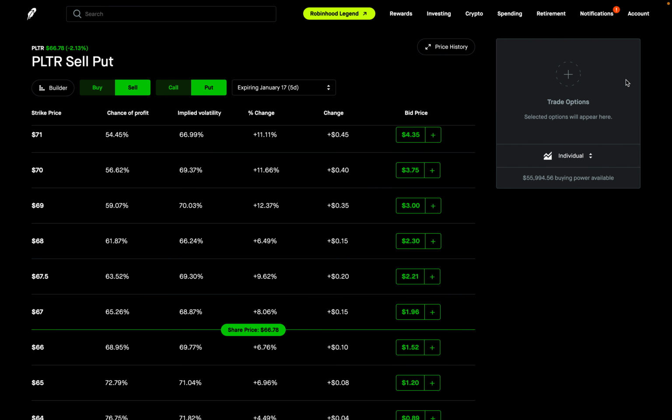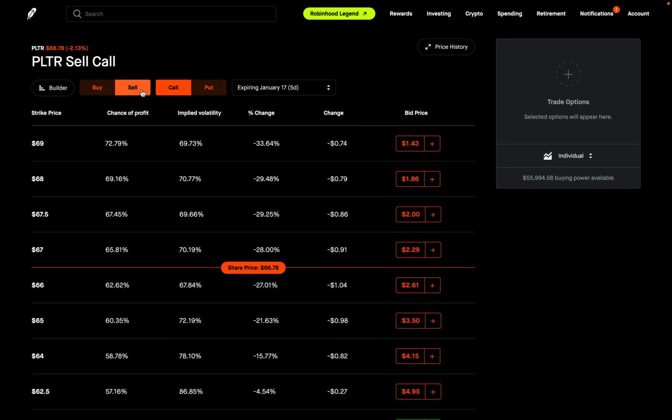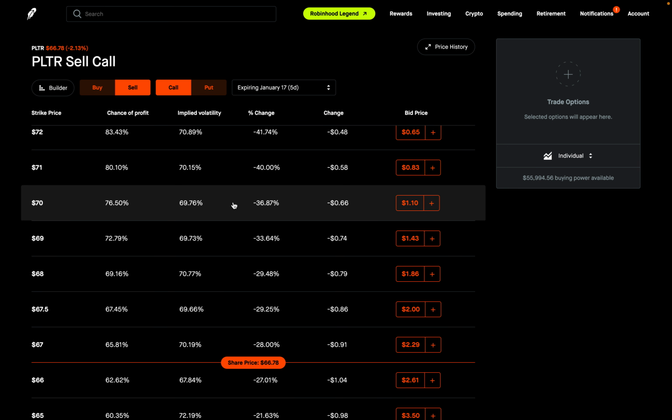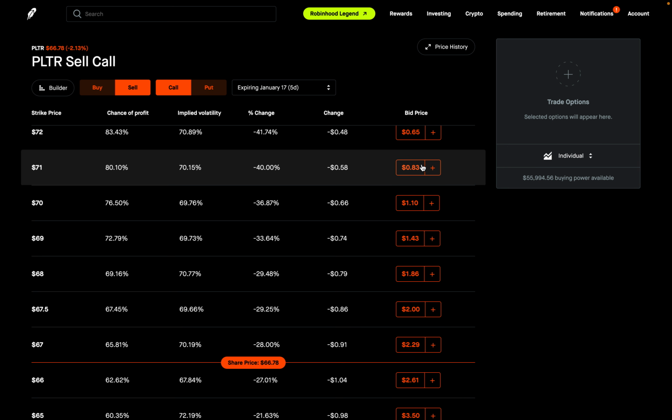So let's say I did get assigned, and now I have 100 shares of Palantir at $70 a share. I could then switch over to selling covered calls. And so we can see here how much premium we could potentially receive. For example, if I sold the covered calls right now, if I sold one at the $71 strike, I could potentially get $83. So we can continue the wheel strategy here. So that's the first scenario.